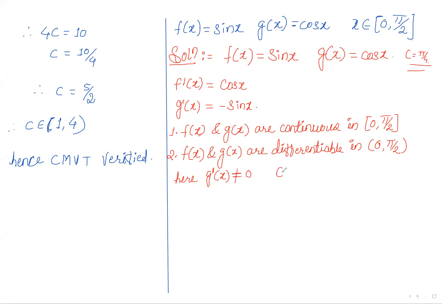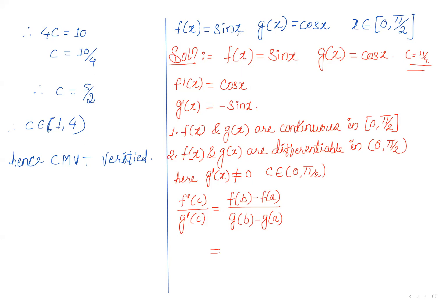Then there exists c which belongs to the interval 0 to pi by 2 such that f dash of c divided by g dash of c is equal to f of b minus f of a divided by g of b minus g of a. Which is equal to sin pi by 2, which is 1, minus sin 0, which is 0, divided by cos pi by 2, which is 0, minus cos 0, which is 1.